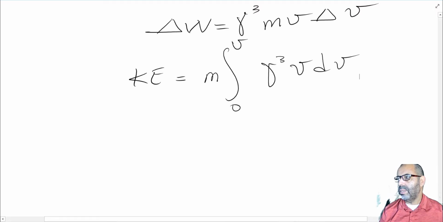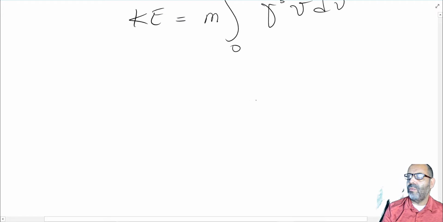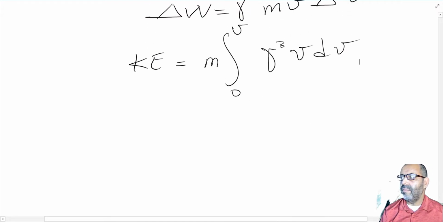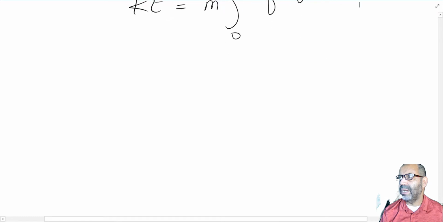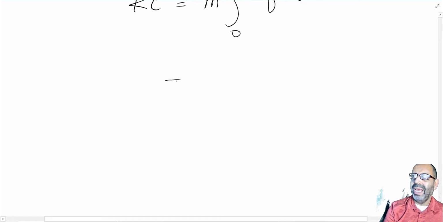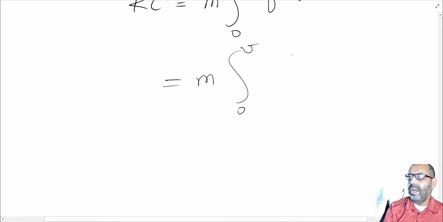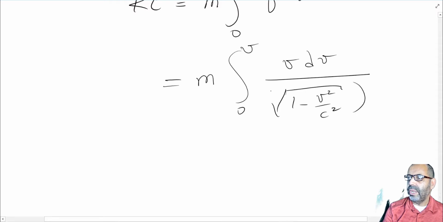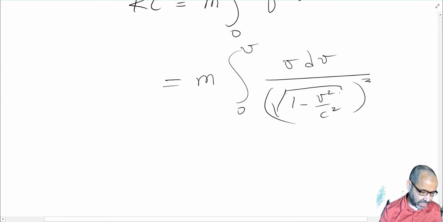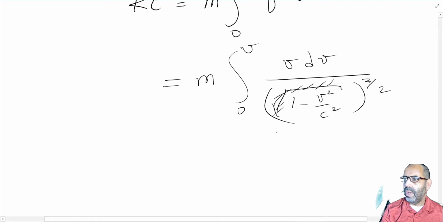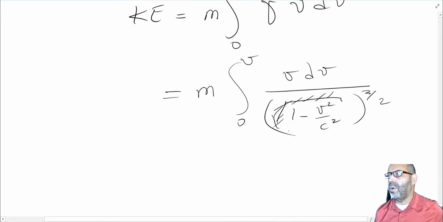Okay, let's write this stuff in here correctly. For one thing, because gamma depends on v over c, I'm going to make the change of the integration to beta quickly. So I'm going to have m times the integration from 0 to v of v dv over the square root of 1 minus v squared over c squared to the power 3. Or I could have written 3/2 in here and gotten rid of that square root symbol. It's the same thing. 1 minus v squared over c squared to the power 3/2.